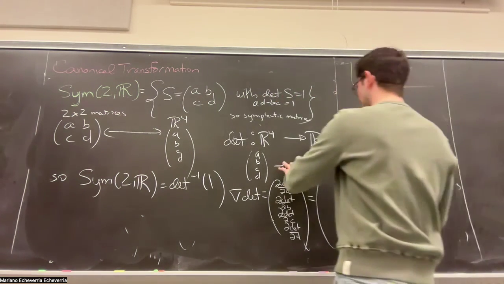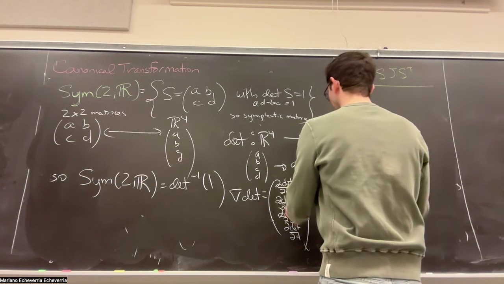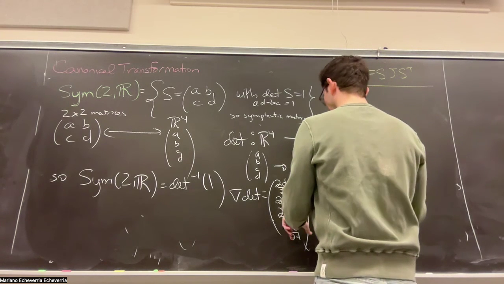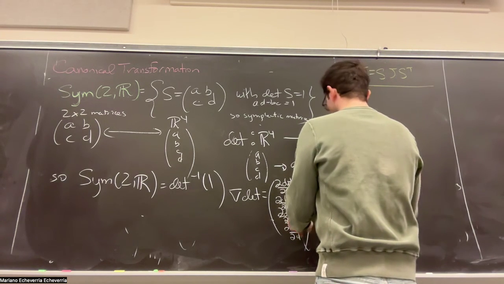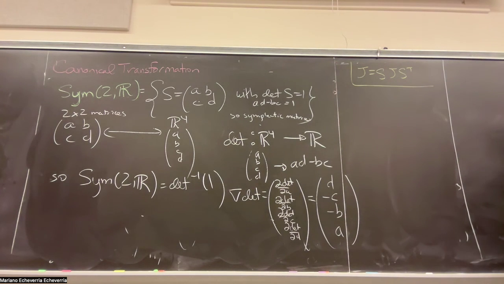And so the determinant is just ad minus bc, and so the derivative with respect to A just gives you D, the derivative with respect to B gives you minus C, the derivative with respect to C gives you minus B, and the derivative with respect to D gives you A. Right, so that is a vector that's normal.